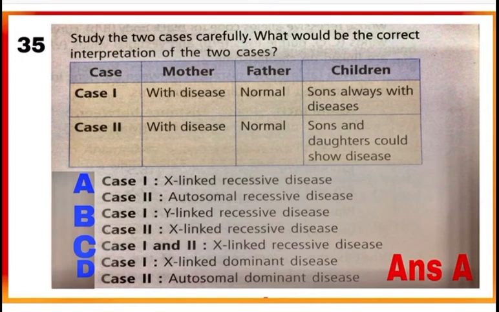Question 35. Study the two cases carefully. What would be the correct interpretation of the two cases? Option A is correct. Case 1. Mother is with disease, father is normal and among children, sons are always with disease. This shows X-linked recessive disease. Case 2. Where mother is with disease, father is normal and among children, both sons and daughters could show disease. It represents autosomal recessive disease.